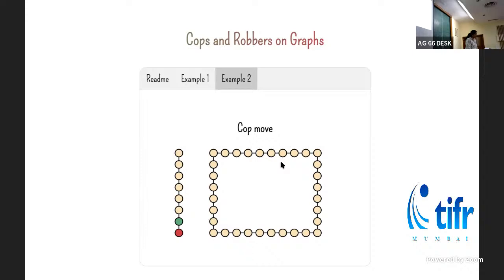What about a cycle? The cop starts wherever. Where should the robber be? It doesn't matter except for the two vertices that are adjacent to the cop. That would be pushing your luck, but anywhere else is fine. And now you can just imagine what happens next.